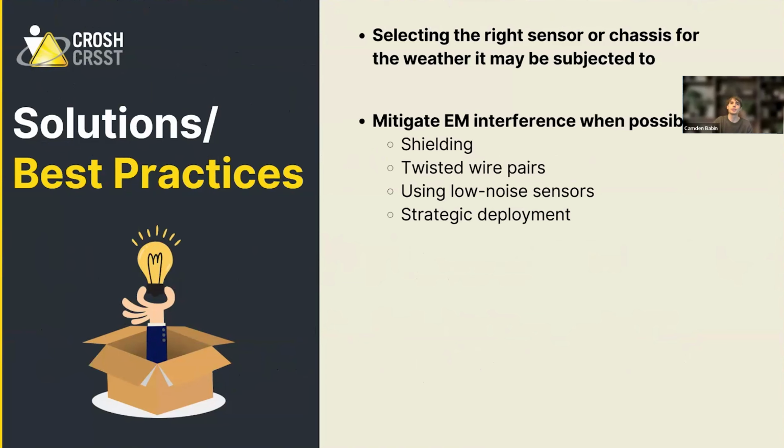You can try to mitigate the electromagnetic interference when possible. Some common strategies for this include shielding the wires or the data transmission medium, using twisted wire pairs, selecting sensors that produce low noise initially, or having a well thought out deployment plan.